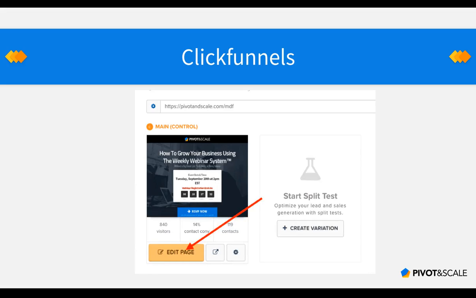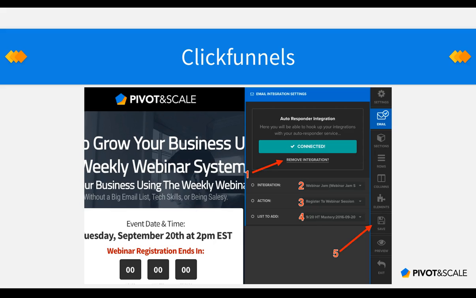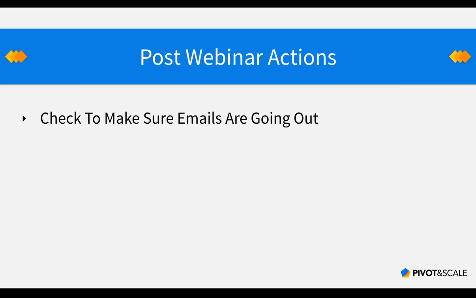So, some screenshots. You're going to open up ClickFunnels and click on Edit Page for your webinar registration page. Number 1, you're going to change the date and time on the landing page. Then on the right-hand side, click Email, number 2. It's going to pop open a tab like this. First, remove the integration, and then go through steps 2, 3, and 4 to find the new webinar that you just created, and save that. Then go into the confirmation page and change that as well.